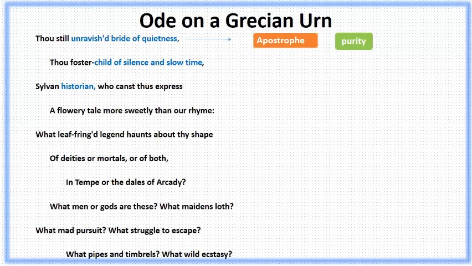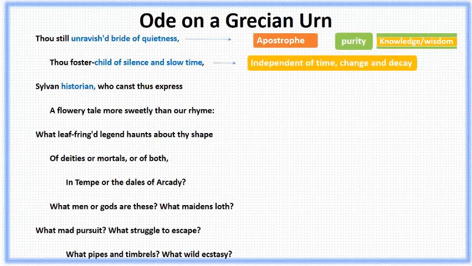Similarly, the urn is the child of silence. In fact, silence is the birthplace of great ideas. In that sense, art is the source of knowledge and wisdom for Keats. Likewise, time is slow for the urn, which implies the idea that art is not affected by time, change, and decay. Art is also like a historian in the sense that it captures the reality of a certain time. In this way, Keats, in the beginning of the poem, is concerned with appreciation of art, suggesting it as the world of purity, knowledge, and wisdom, and as independent of time, change, and decay.